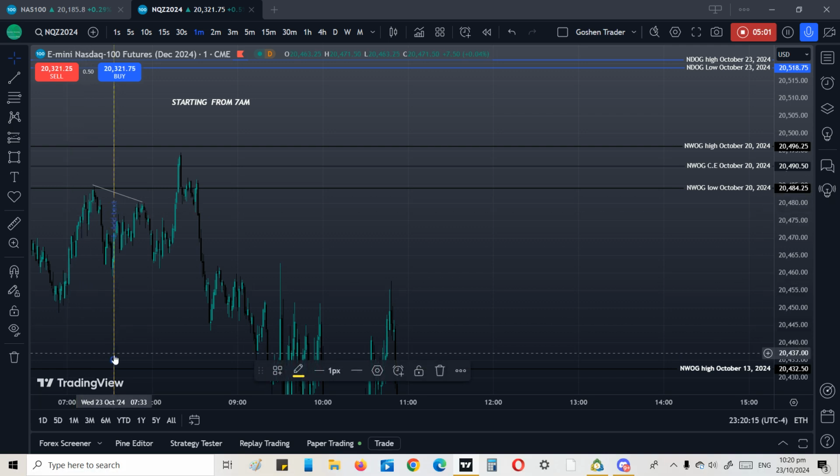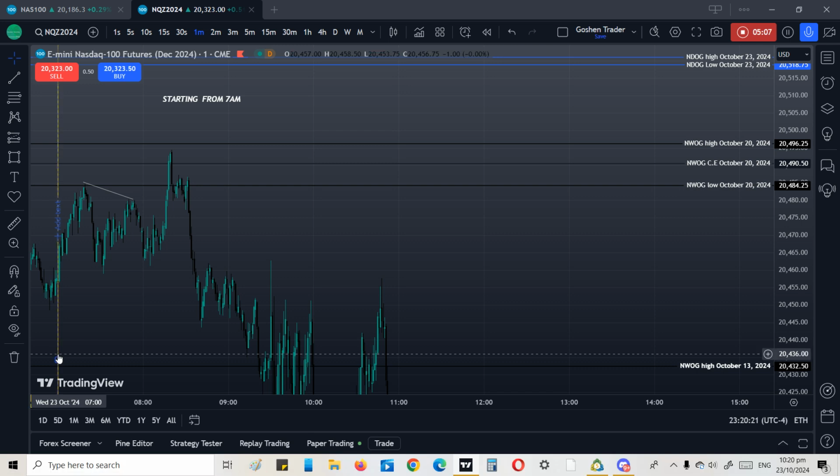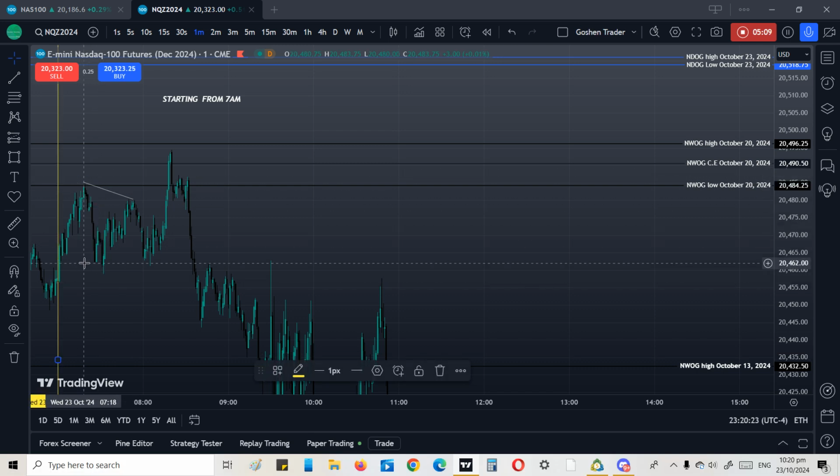Went up, then it actually started to fall, creating relative equal lows right here and here. It went up, down, and back up, didn't break this high. Then it fell up by 8 o'clock. It actually clears the 7 o'clock high right here.